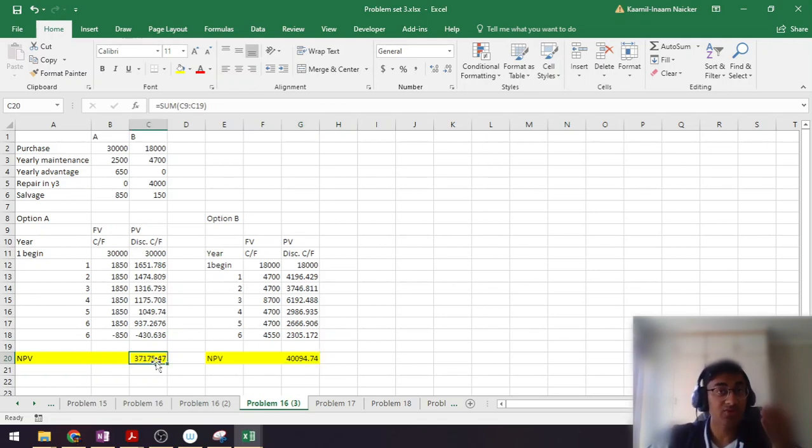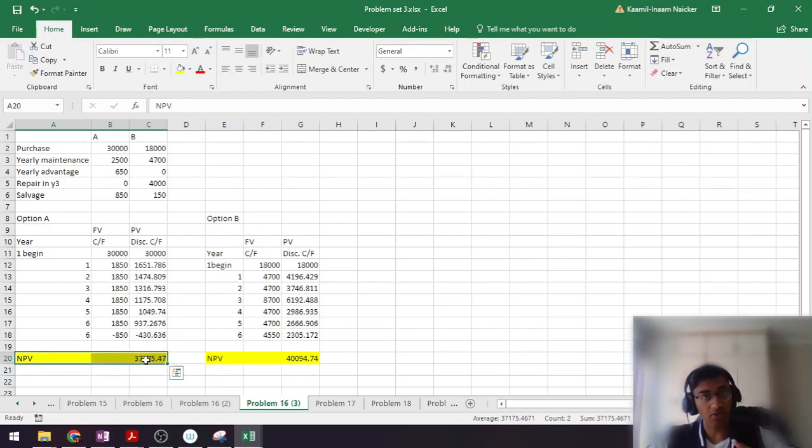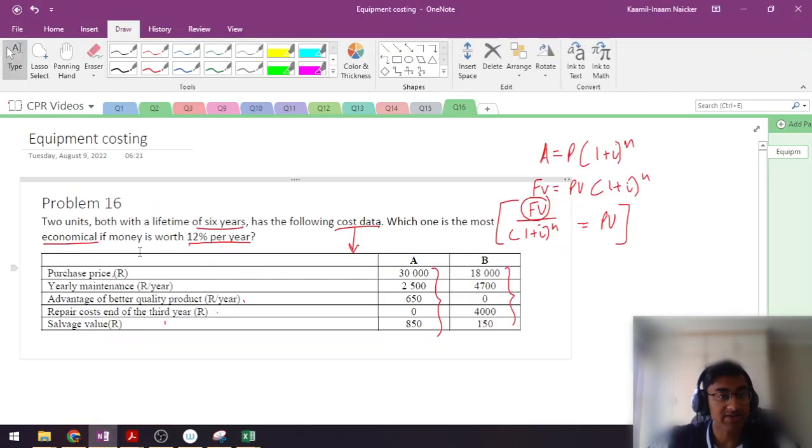And so you can clearly see who the winner is. It's option A, because the net present value is lower. And so that is the answer we go with. I like to go back and see that we answered the question. Which one is the most economical? Option A.